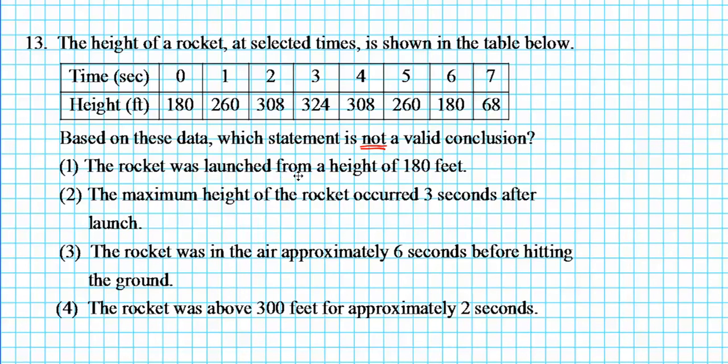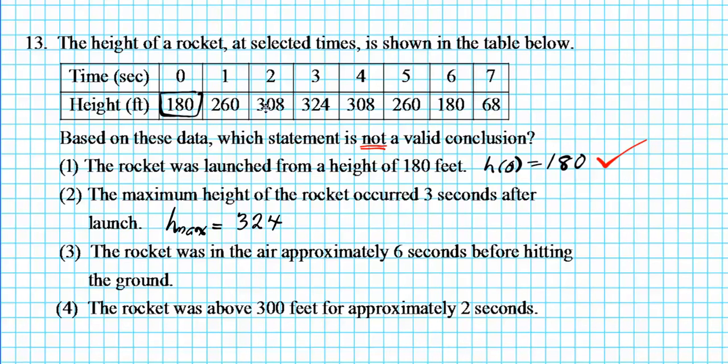Option 1, the rocket was launched from a height of 180 feet. So what this is asking is that at the time 0, h of 0 is equal to 180. Is that the case? If you take a look at the table, at t equals 0, the height was at 180 feet. So that is a valid conclusion. Option 2, the maximum height of the rocket occurred 3 seconds after launch. So we start at 0, 3 seconds after launch is 3. So what option 2 is saying is that the h max is equal to 324.